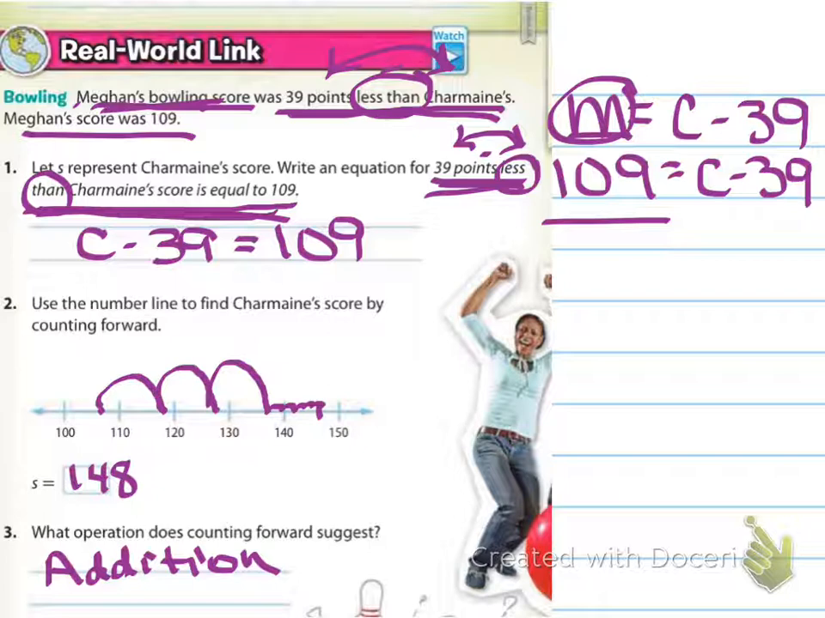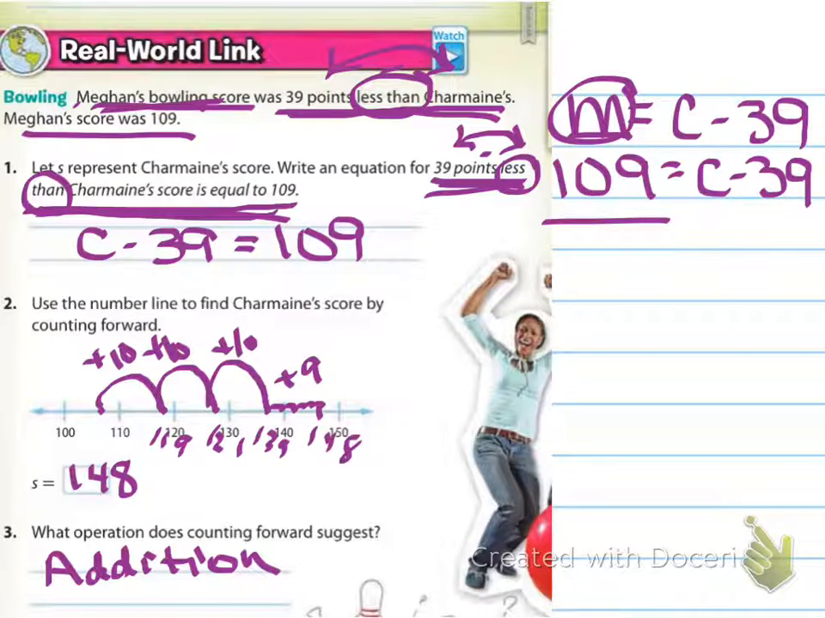If we're using the number line, we're going to go ahead and instead count forward. I counted forward by going by tens. I count by tens, and I skip counted by 9. So skip count by 10 puts me to 119, 129, 139, and then when I add 9 more, I'm at 148. So 148 is my answer. And then what operation does counting forward suggest? And that was addition.